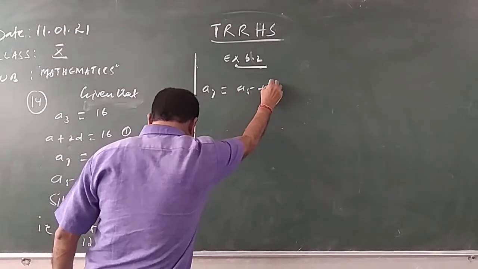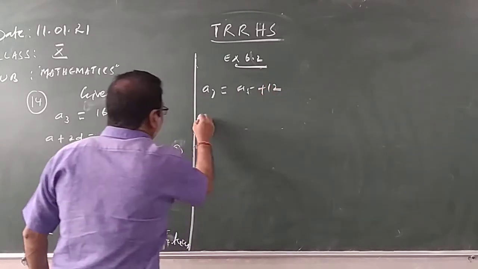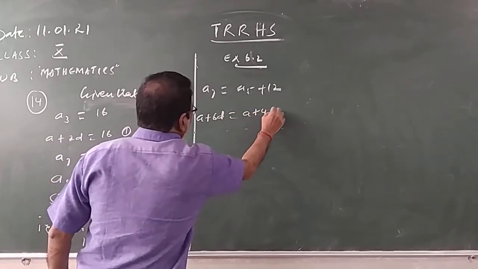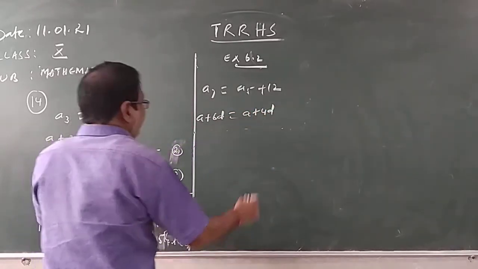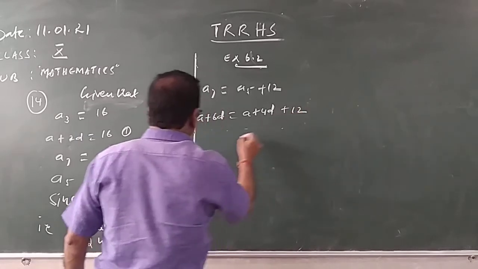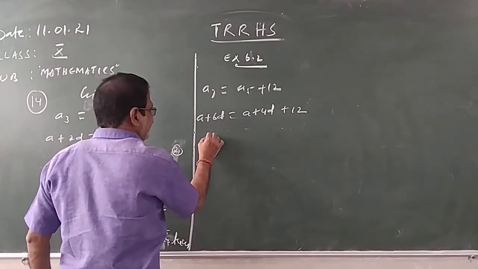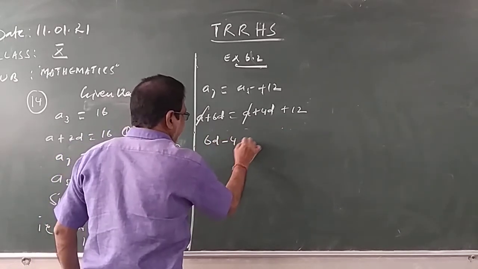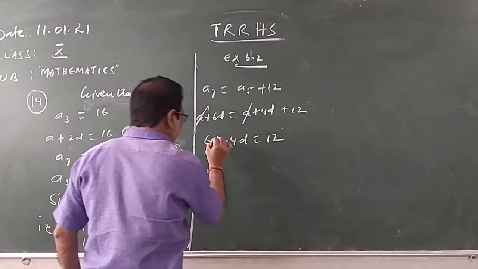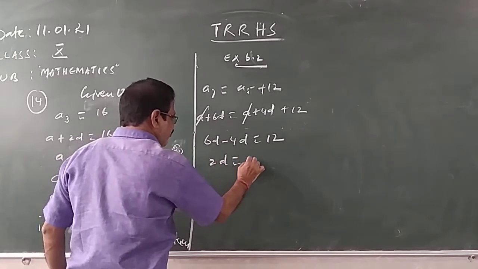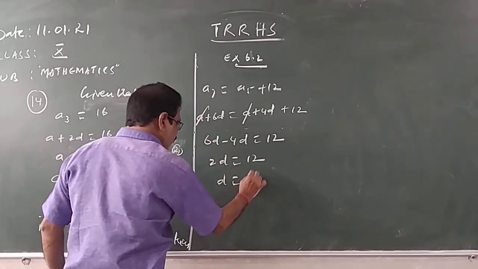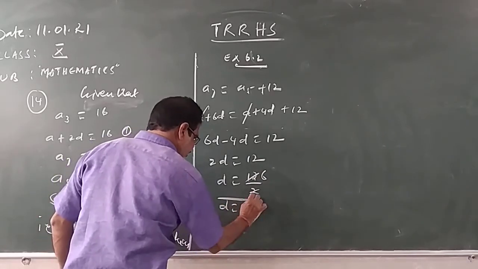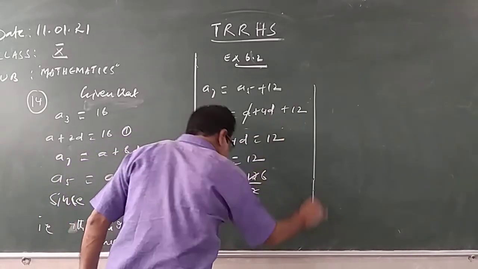A7 is equal to A5 plus 12. What is A7? A plus 6D. What is A5? A plus 4D, plus 12. A cancels, 6D minus 4D, 2D is equal to 12. So D is equal to 12 by 2, which is 6. D equal to 6.